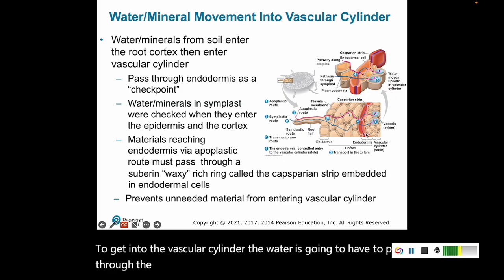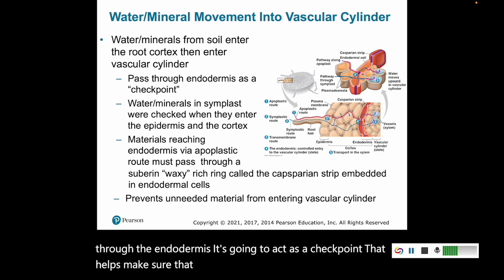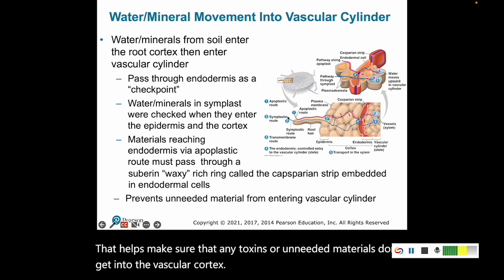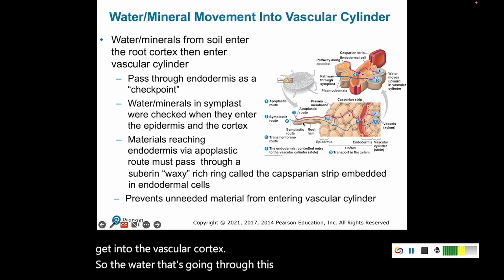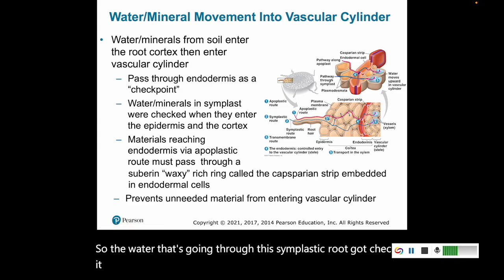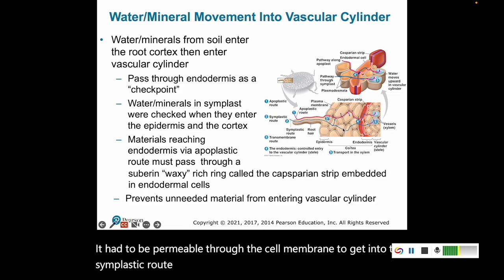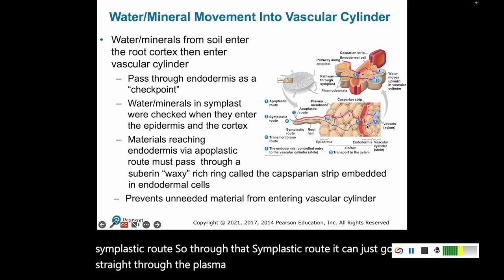It's going to act as a checkpoint that helps make sure that any toxins or unneeded materials don't get into the vascular cylinder. So the water that's going through the symplastic route got checked. It had to be permeable through the cell membrane to get into the symplastic route. So through that symplastic route, it can just go straight through the plasma membrane, through those junctions into the vascular cylinder.